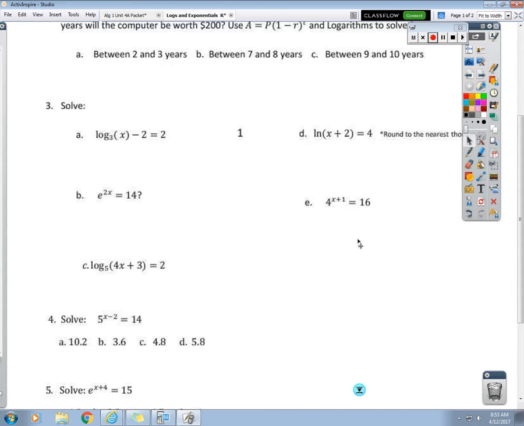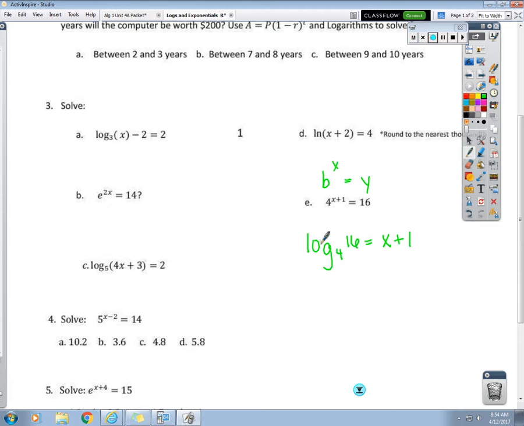4 to the x plus 1 power equals 16. So this is currently in what form? Exponential, right. 4 is your base, all of that's your exponent, and 16 is in the y place. We need to rewrite it in log form, so it'll be log base 4 of 16 equals x plus 1. Remember, the first number stays first. These two just switch sides. So now what should I do first?